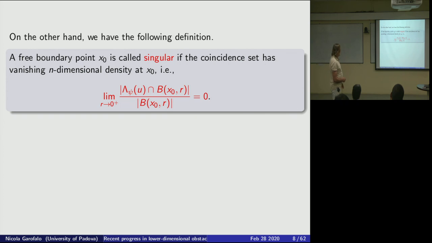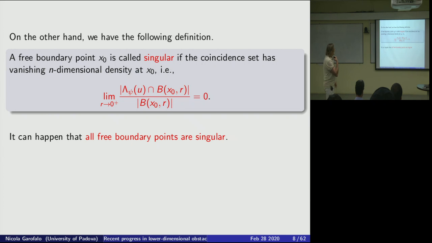So this means that if you take the measure of the coincident set intersected with a ball centered at your free boundary point divided by the volume of the ball, which we all know is r to the n, then this limit must be zero. If that happens, and of course this happens in the situation in which you have a cusp or a pinched bottleneck, then you call the free boundary point a singular free boundary point.